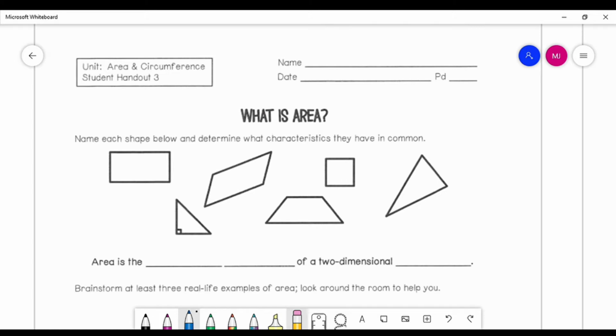Who knows what that is? That shape right there, this one. A rectangle. Good job! Write it down. Might have a quiz on it.